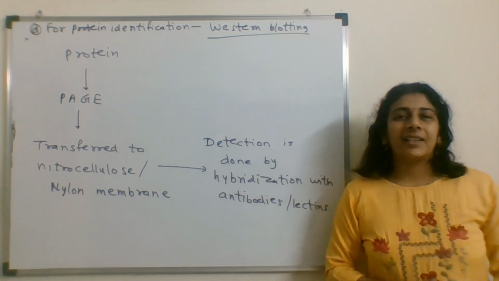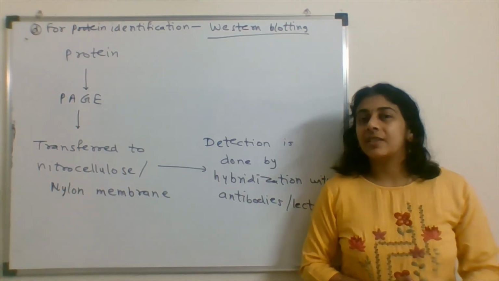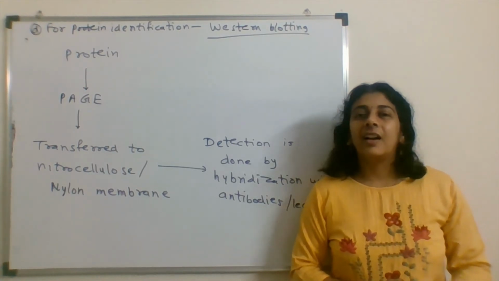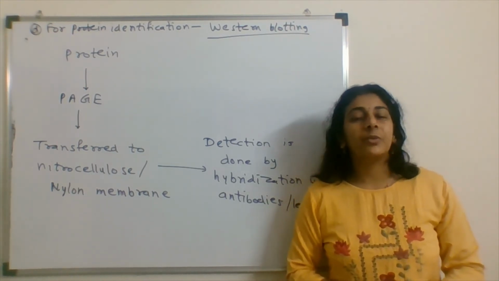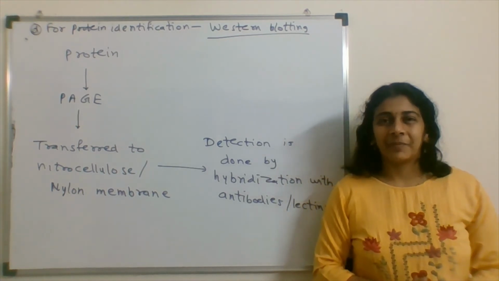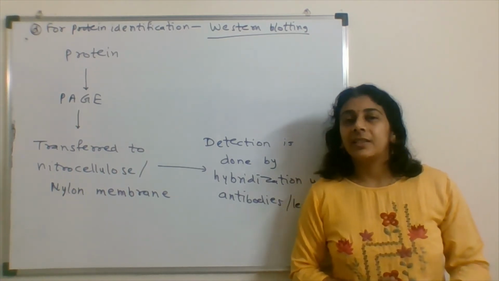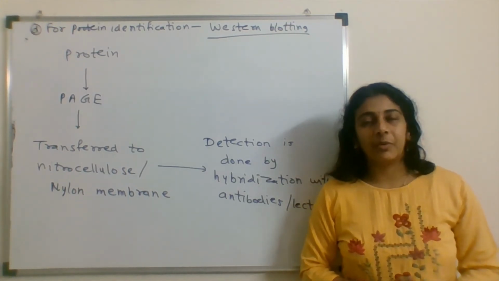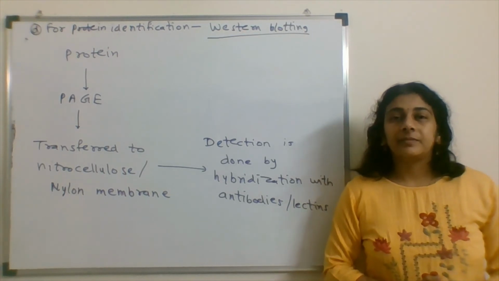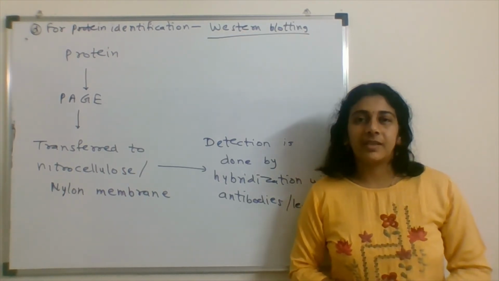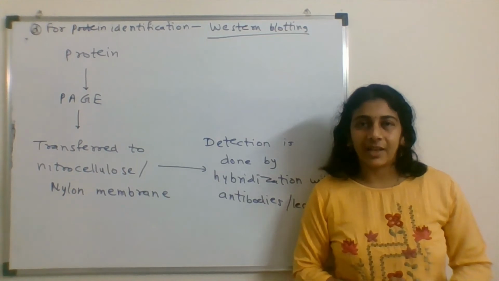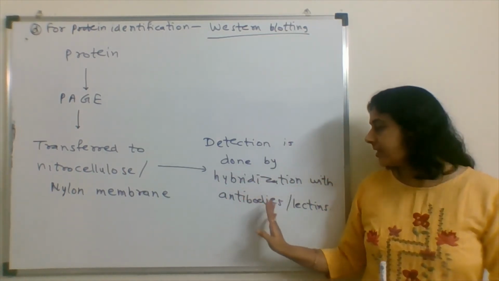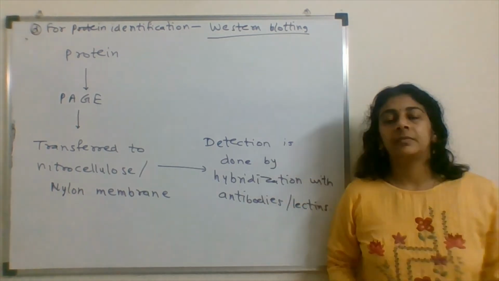We can summarize like this: for DNA identification, Southern blotting; for RNA identification, northern blotting; and for protein identification, we use the Western blotting technique. In case of DNA, the hybridization is done with a complementary DNA probe. In case of RNA, again a DNA probe is used, so it forms an RNA-DNA hybrid. And in case of protein, it is detected by hybridization with antibodies or lectin.